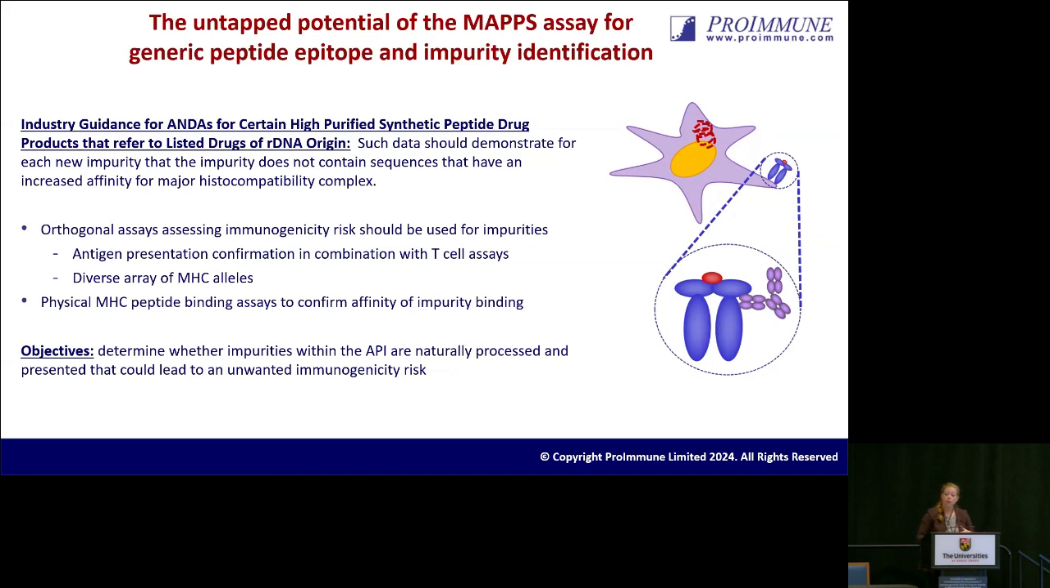And because you are using a broad panel of HLA-type donors in this assay, you'll be able to incorporate a diverse array of MHC alleles, which is another important component to addressing this question. And if those impurities are in fact processed and presented, you could go on to determine the precise either MHC restriction or affinity using physical peptide binding assays. So again, the objective for using MAPS in the context of assessing generic peptides would be to determine whether those impurities get processed and presented.